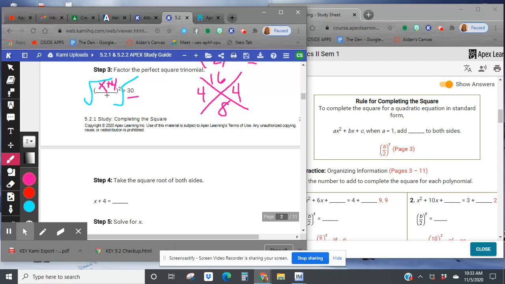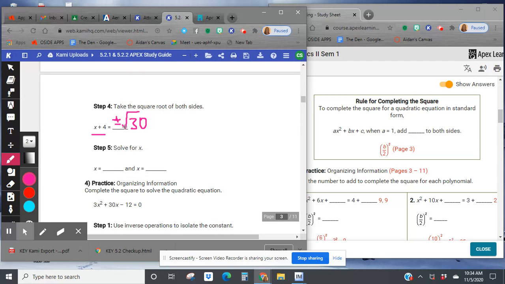When I take the square root of x plus 4 squared, it just leaves me x plus 4. When I take the square root of 30, I'm like, wait a second, that's not a perfect square. So let's see if we can simplify the 30. There's not a 4 that divides in, there's not a 9 that divides in, 16 doesn't divide in. So root 30 is actually just already done.